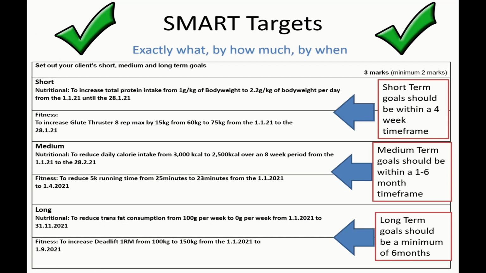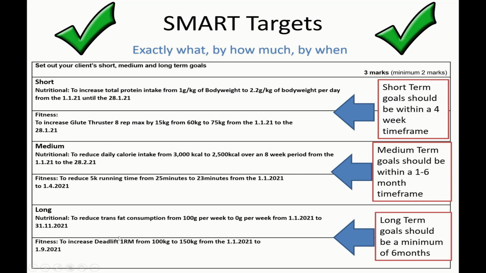When it comes to the fitness goal, we've said to increase deadlift 1 rep max from 100 kilos to 150 kilos from the 1st of the 1st 2021 until the 1st of the 9th 2021. So again, we've got a good period of the year there where we can make substantial changes to somebody's 1 rep max, and a 50 kilo increase within that time frame is certainly viable, is certainly achievable for an individual.